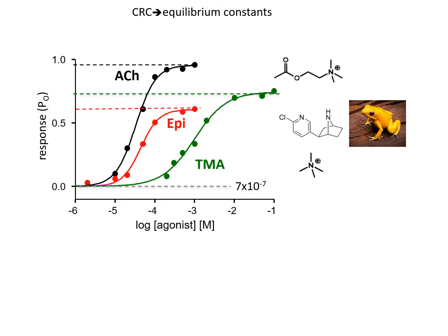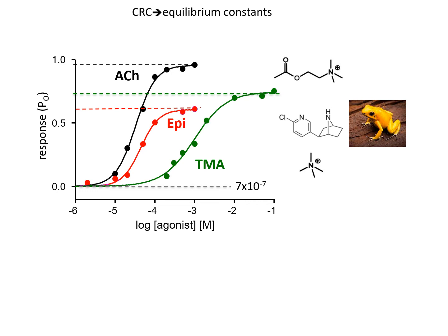So let's do this for some real-world data. The points are single-channel open probabilities, PO, from adult-type mouse muscle acetylcholine receptors, and the curves are fitted by the Hill equation for 3 different ligands: the neurotransmitter acetylcholine, epibatidine, which is a frog toxin, and tetramethylammonium, which is a very small molecule. You can see that the 3 agonists have 3 different maxima and 3 different EC50s, but the minimum was taken to be the same for all 3 agonists.